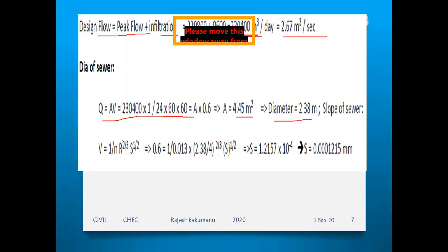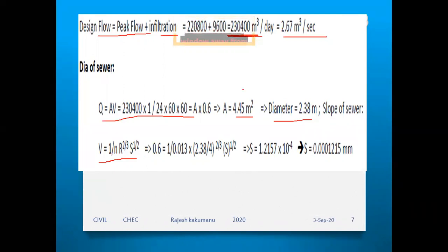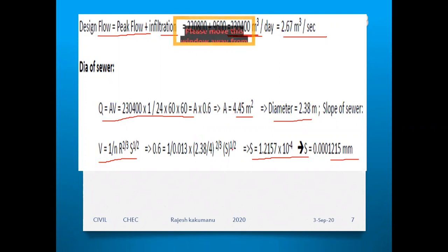Then what is the slope of the sewer? Now applying the formula V is equal to 1 by n into R to the power 2 by 3 into S to the power 1 by 2. The same values just keep here. 0.6 is equal to 1 by 0.013 into the same R value 2.38 divided by 4, to the power 2 by 3 into S to the power 1 by 2. Now the slope of the sewer S is equal to 1.2157 into 10 to the power of minus 4. Converting to meters, the slope is 0.001215. So just applying the values and keeping them in this formula, you will get the answer.